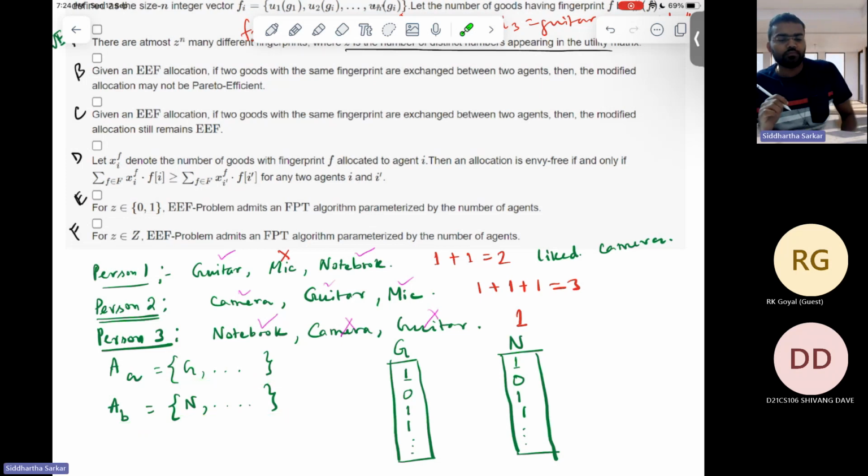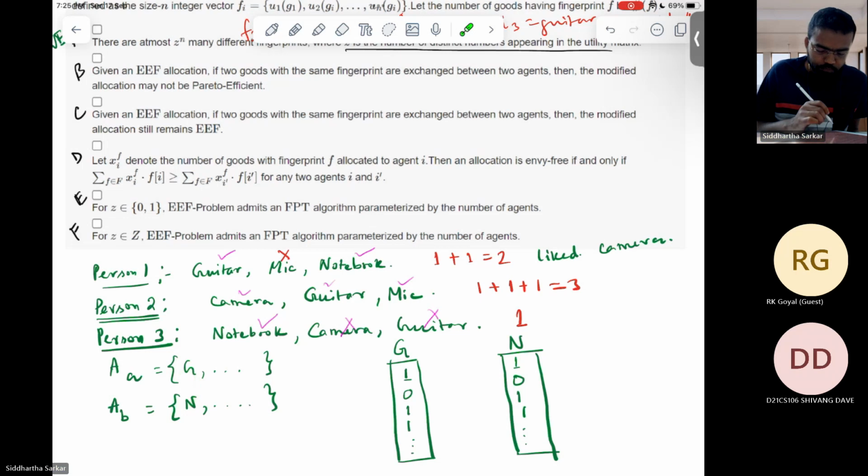Now, if we do a swap, we do an exchange, the person A says that, look, you can take my guitar and I'll take your notebook. And person B says, all right, you take my notebook and give me your guitar. But then the utility of the guitar and notebook would be different. So even if the fingerprint is same, the final utility is going to differ and may not be Pareto efficient. Yes. So there is a utility matrix and the utility matrix is integral.